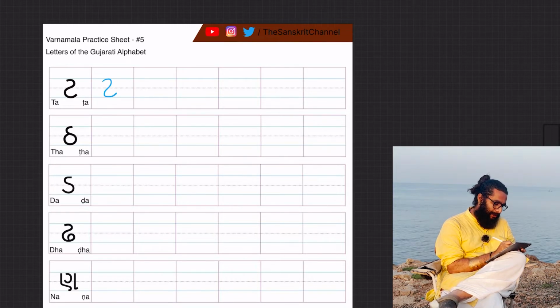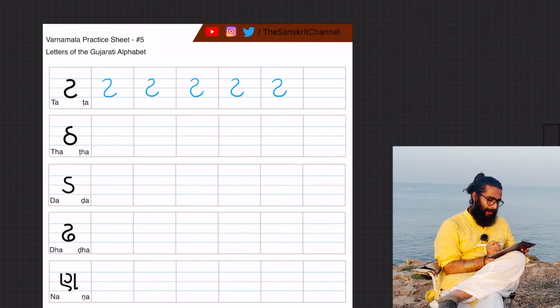Ta. The second consonant is a Mahaprana variant of ta, which is tha.